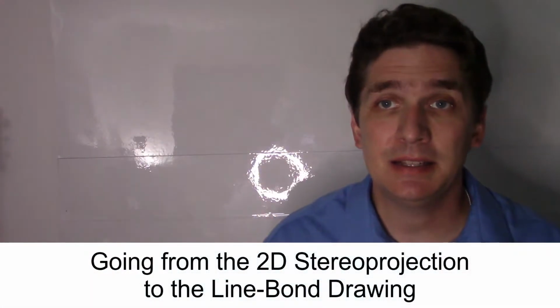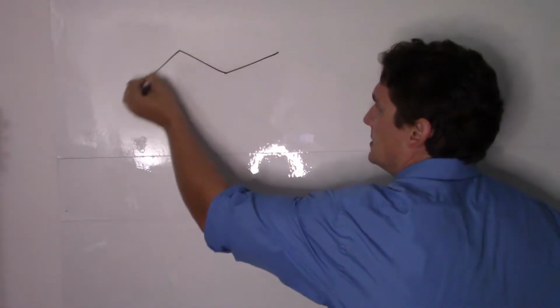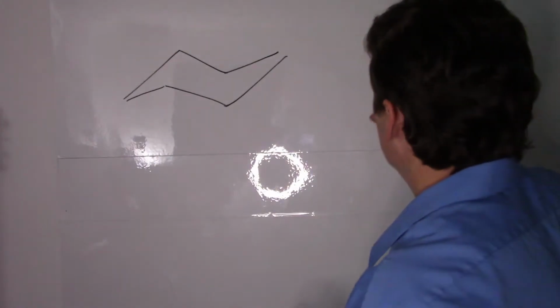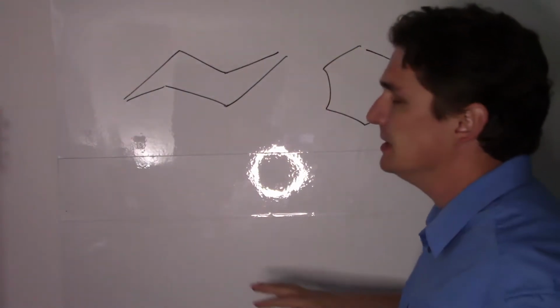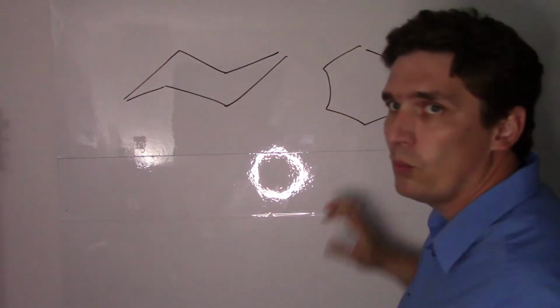All right, one of the harder things to do is converting a 2D stereo drawing to a line bond drawing. And it's not hard, but we have to keep a few things in mind to make this conversion. So what I'm going to do here is draw the 2D projection, and I've got my line bond drawing. Let's say I put things in this 2D projection and I want to figure out what this would look like in terms of wedges and dashes.